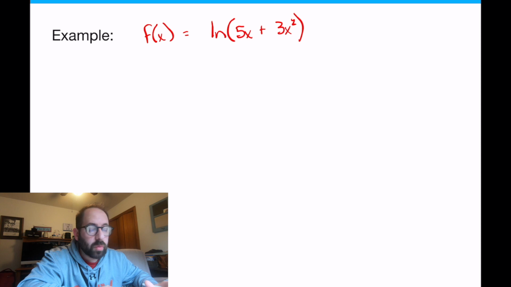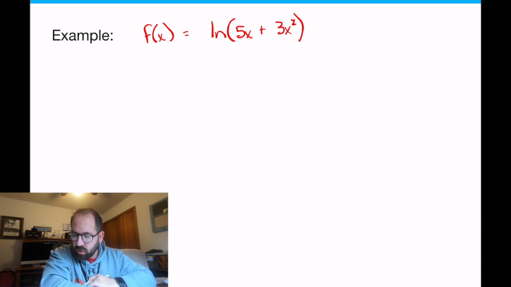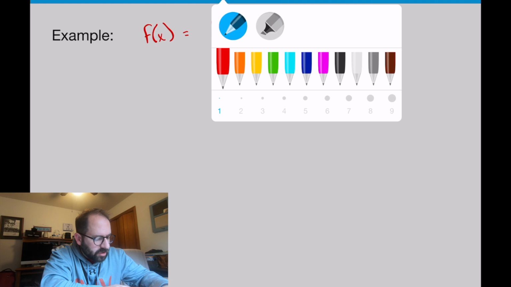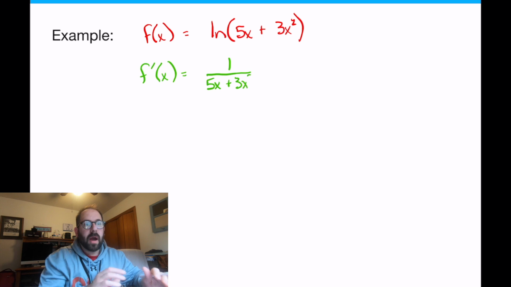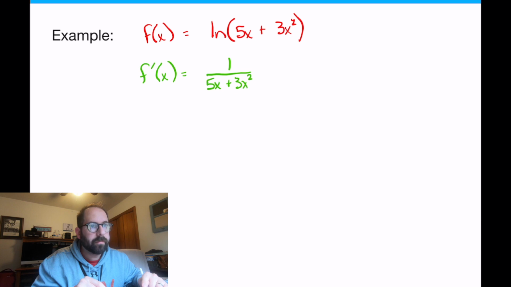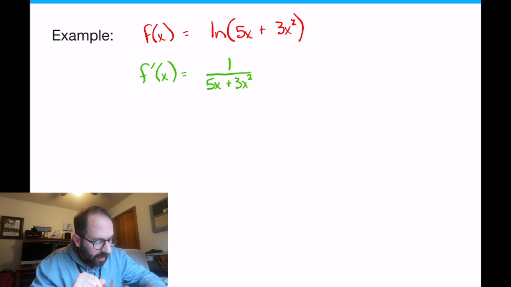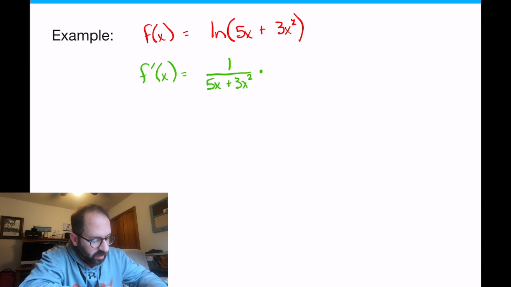If you don't remember how this works, when you do the derivative of a natural log, whatever's in the parenthesis will go on the bottom of a fraction by itself. That's the first step. So you drop the natural log and you put 5x plus 3x squared on the bottom. Then we have to multiply by the derivative of the inside. So again, it was a chain rule kind of a thing. So what is the derivative of the inside?